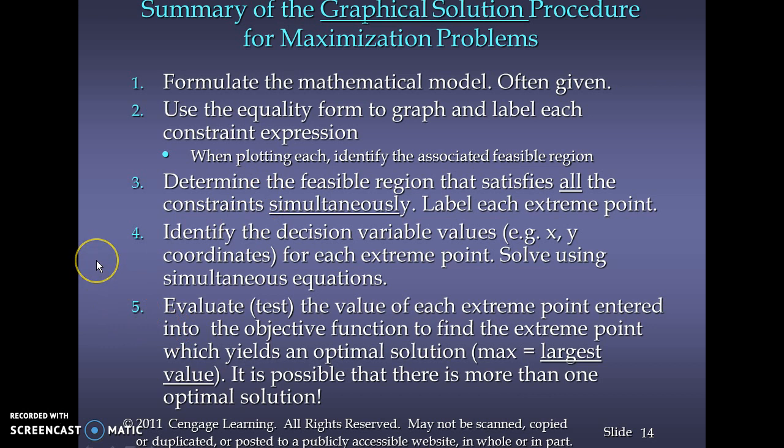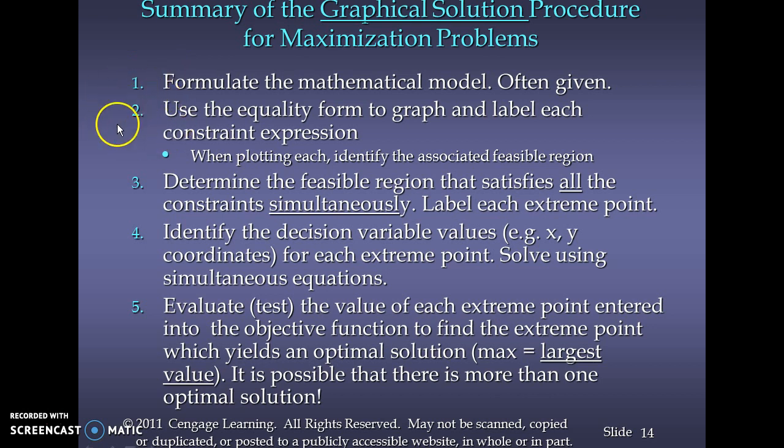So these are your instructions for the maximization process when we have a max problem. It's very, very similar for the min, but let's walk you through the max. So first, step number 1, formulate the model. It's often given to you. And again, I will, for the most part, when I'm doing the graphical solution or asking you to do it, I will give you the model.